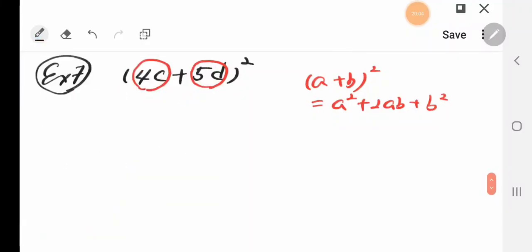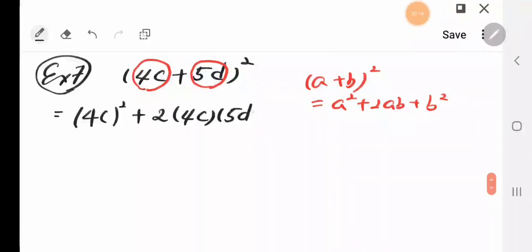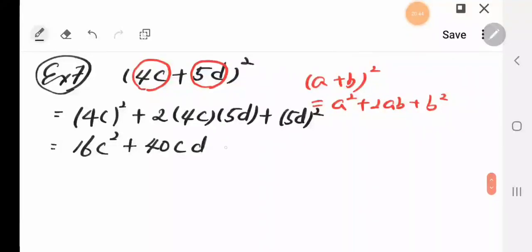So in this case, the first term is 4c. So the first term squared, plus 2ab, 2 times the first term and the second term, which is 5d, and then finally the second term squared. So a squared plus 2ab plus b squared, and then simplify each term. So 4c squared, 4 times 4 is 16c squared, plus 2 times 4 is 8, 8 times 5 is 40cd, plus 5 squared is 25d squared.